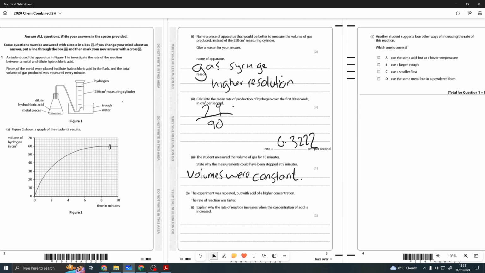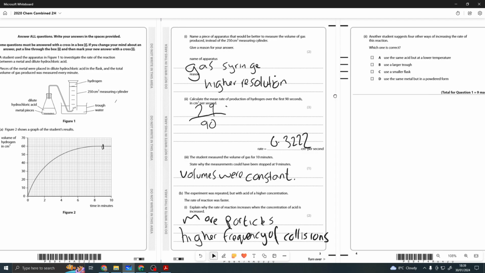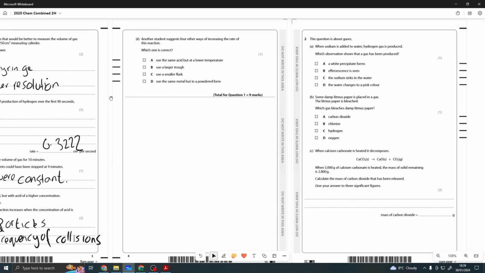It says the experiment was repeated, but with acid of a higher concentration. The rate was faster. Explain why. Now, obviously, if you've got a higher concentration, what you then have is more particles present. You have more particles, so you then have a higher frequency of collisions. Okay, so you have a higher frequency of collisions. 2 marks there, lovely.